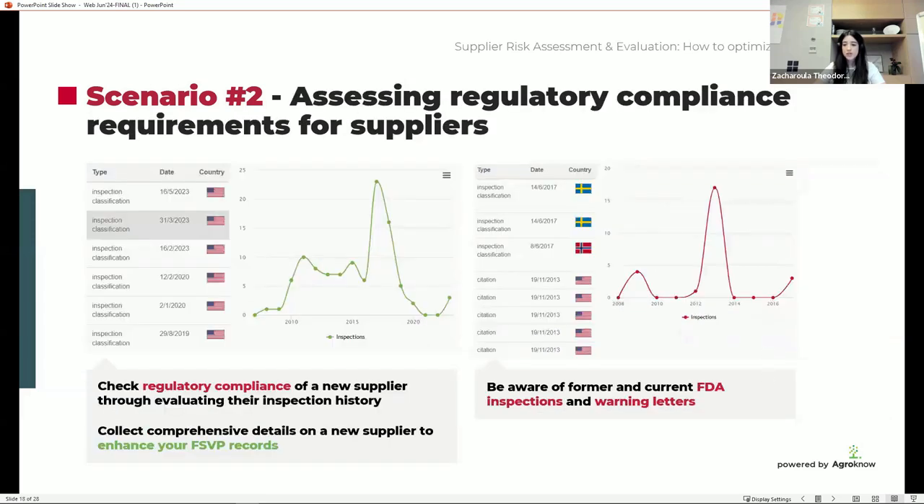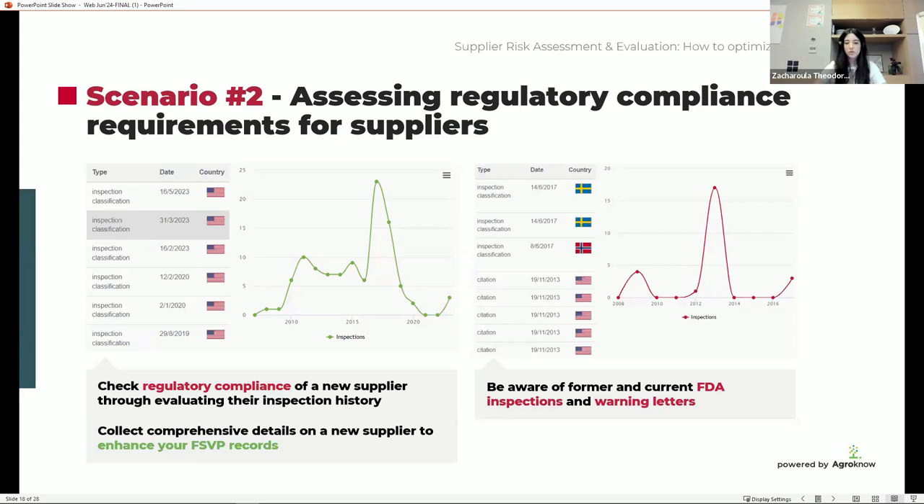Of course, it is essential to review a supplier's compliance with regulatory standards as well. Keeping track of how regularly the FDA has inspected them and what the inspection outcomes were can help the decision maker to oversee regulatory violations. Multiple warning letters can notably impact your supplier evaluation as well.